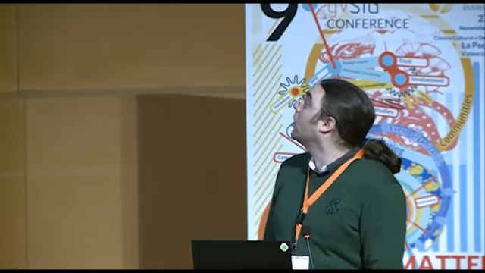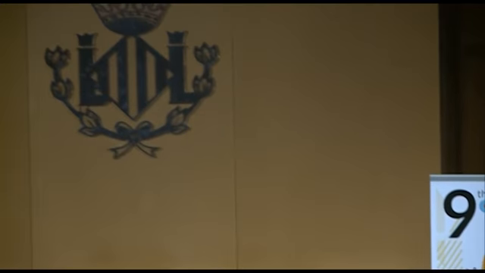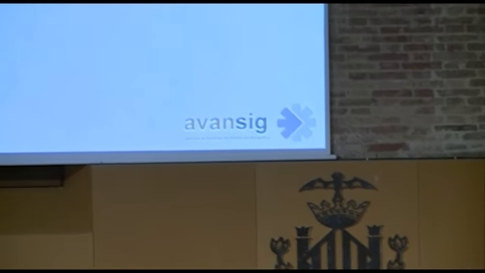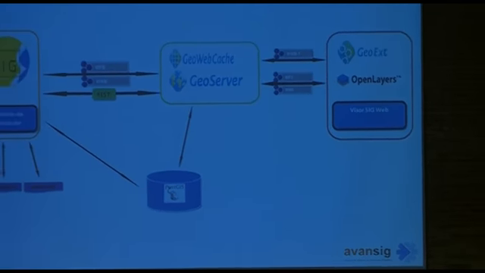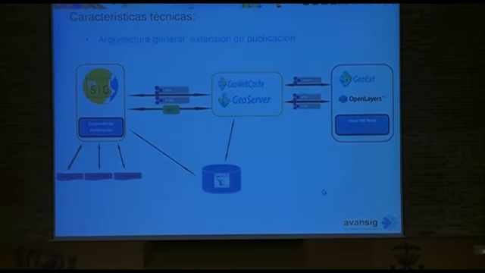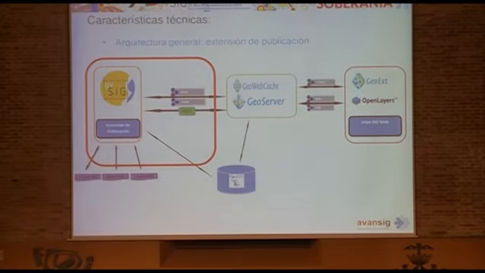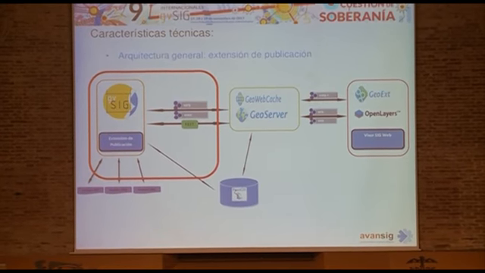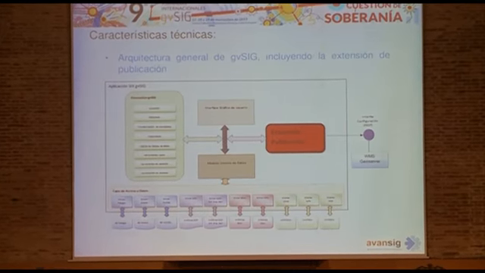Then we get into more detail. Here we have gvSIG, which will be connected to a GeoServer, reading the data sources. It will publish to the GeoServer, and you will be able to see that. I'm going to focus on the publication extension.